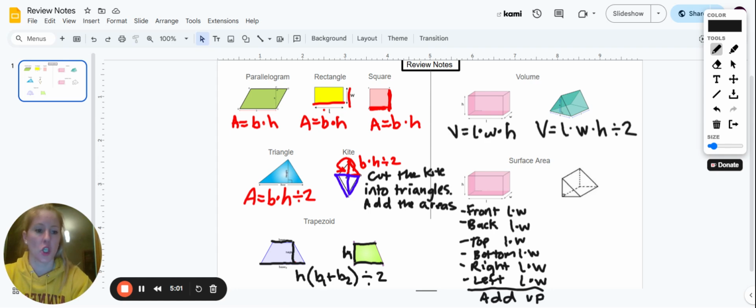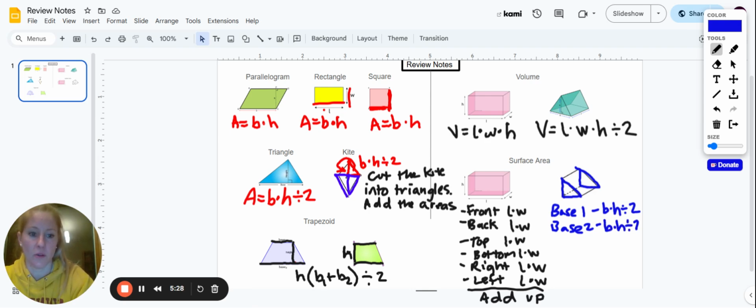Okay, triangular prism is similar. I'm just going to switch colors here. Remember, first, your job is to find the two triangular bases. Those two are going to have the same area. So base 1 and base 2 is how I always label them. And it's the two triangles. It's base times height divided by 2. Base times height divided by 2. And they should be the same exact measurements.